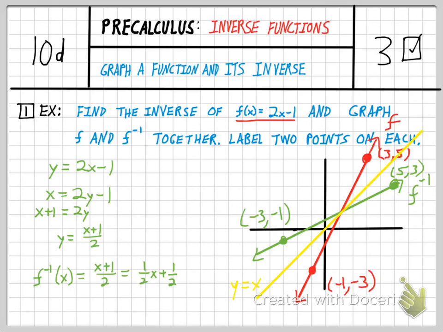Another thing to notice is once you found a point on one of the two graphs, you can immediately find that corresponding point. You don't have to recalculate anything. So really, even though there's 4 points to label, you're really only needing to find 2.